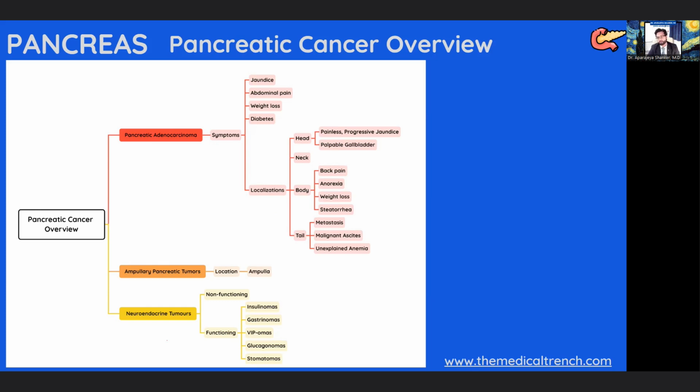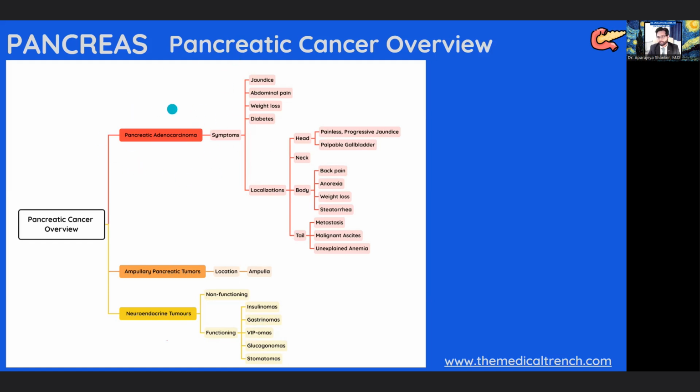And you define a resectable cancer as whether it is T1 or T2. Anything beyond that, and it's considered unresectable, or if there are lymph node metastases. Now, you have ampullary pancreatic tumors and neuroendocrine tumors. In this, you have non-functioning and functioning type.